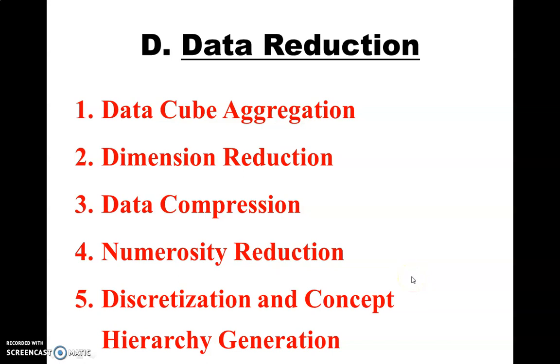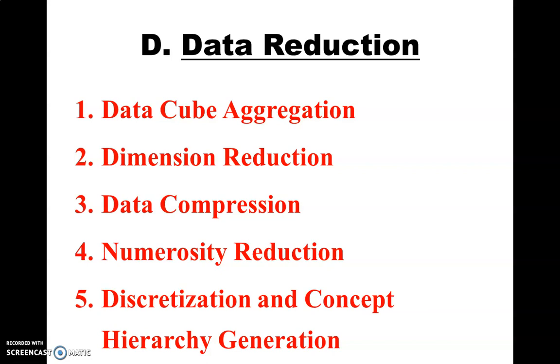Now we'll see what these parametric models are. Parametric models store only model parameters instead of actual data. But in non-parametric methods, what happens? They store the actual data, not only parameters. The non-parametric methods are clustering, sampling, etc. So this is what we have in parametric and non-parametric models.